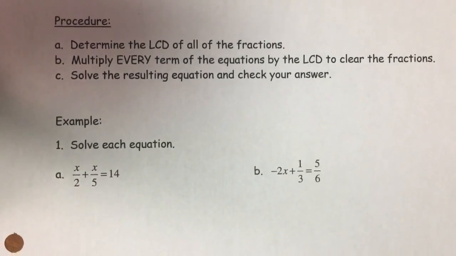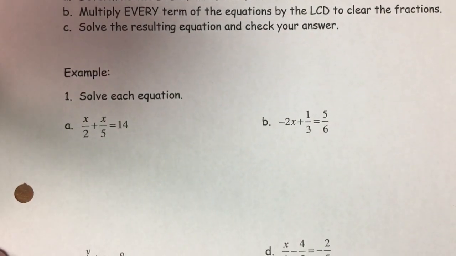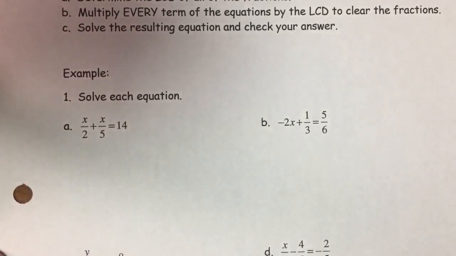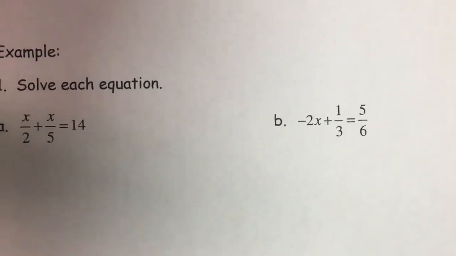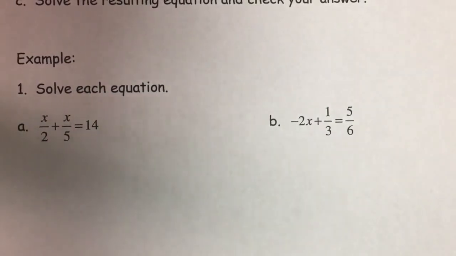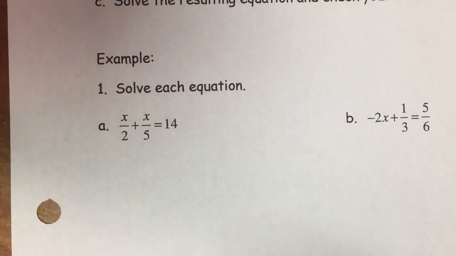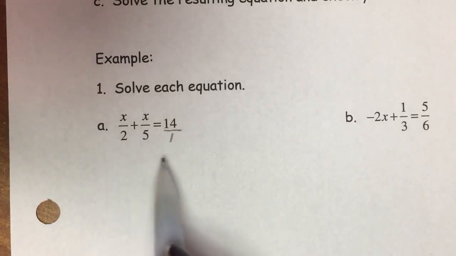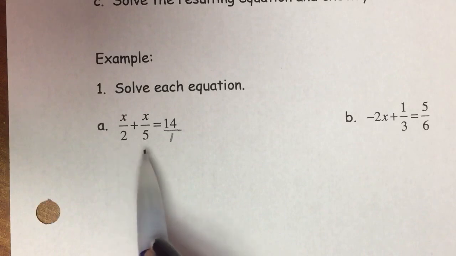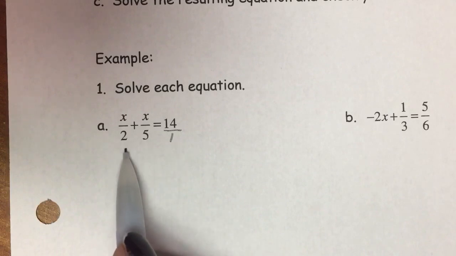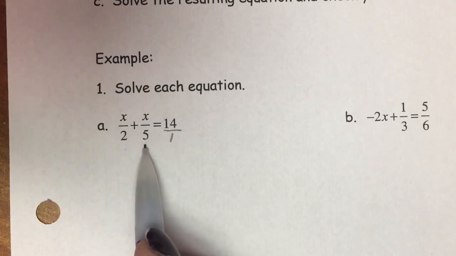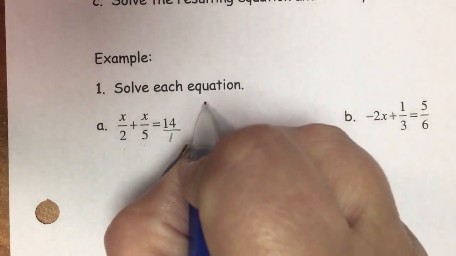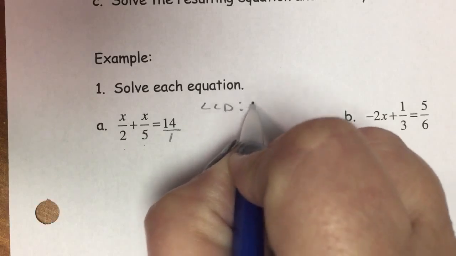So here's what that is going to look like. If we look at 1a, again, the first thing it says is we have to find the lowest common denominator of all of the fractions. Well, if you look at, I'm just zooming in a little bit here, this 14 is really over 1. So if I find the lowest common denominator of all of the fractions, again, that's the smallest number that 2 divides into evenly, 5 divides into evenly, and 1 divides into evenly, my lowest common denominator is going to be 10.